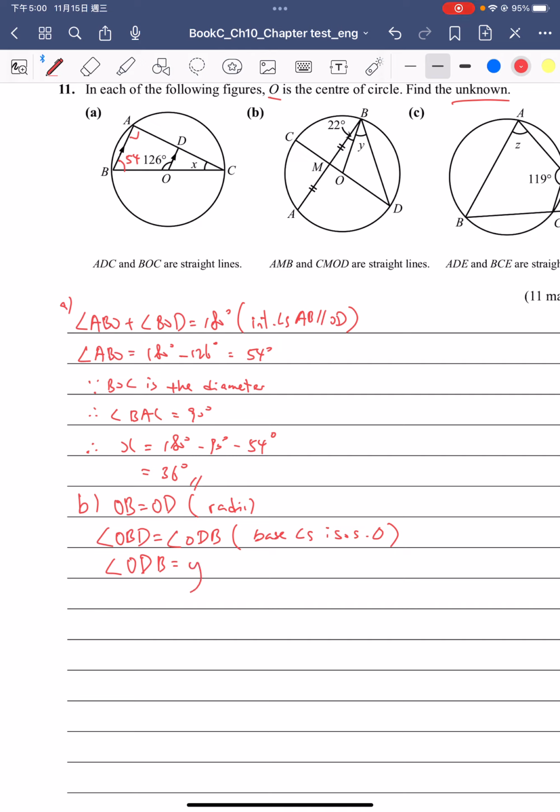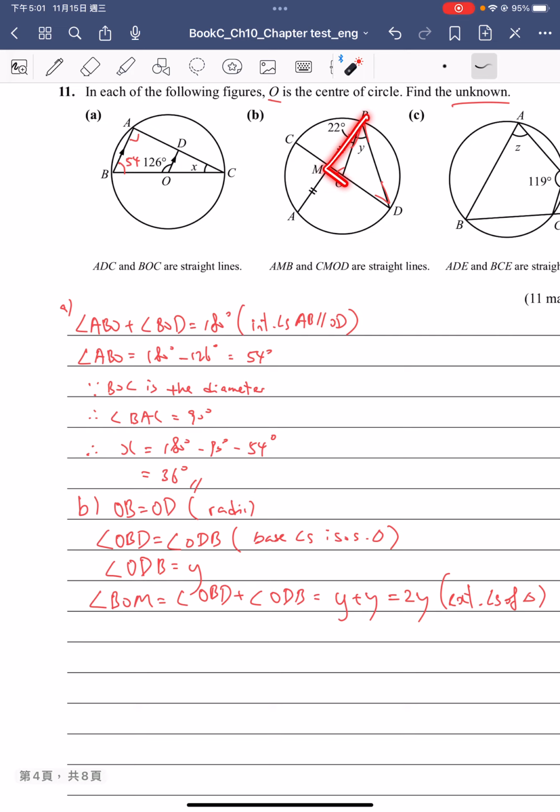Then after we got these two angles, we can say this is the exterior angle, isn't it? So we can say that the angle BOM is equal to the angle OBD plus angle ODB, which is equal to y plus y, giving you 2y. So once again, this is angle BOM, which is the exterior angle of this triangle OBD, equal to this angle OBD plus angle ODB, by using the exterior angle of the triangle.